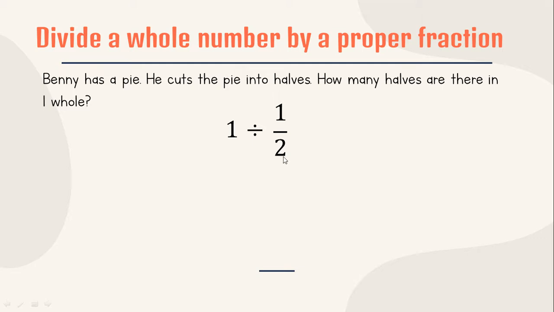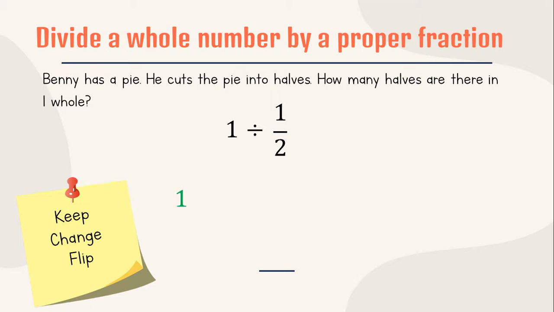So how many halves are there in one whole? Remember the steps: keep, change, flip. What must we keep at first? 1. No need to write 1 per what? Just 1. Do not need to change it or flip it. We just need to keep it. After that, change. What must we change? We have the division symbol, so change it into multiplication. Remember, we do not change it into addition or subtraction. The friend of division is multiplication. So change it into 1 times half.